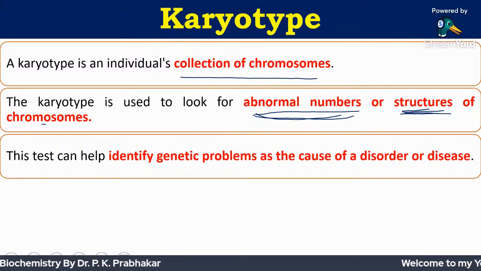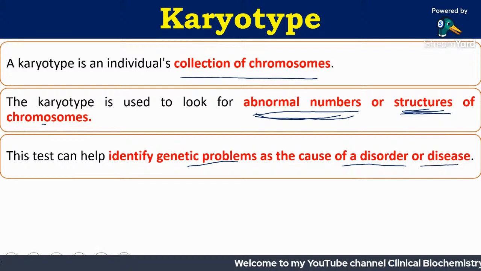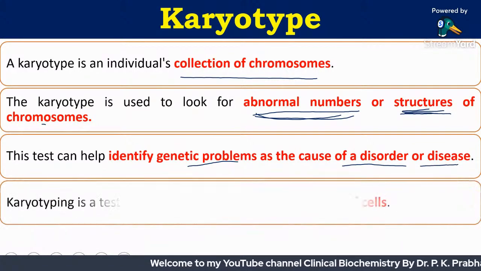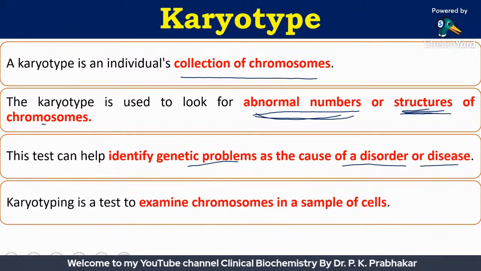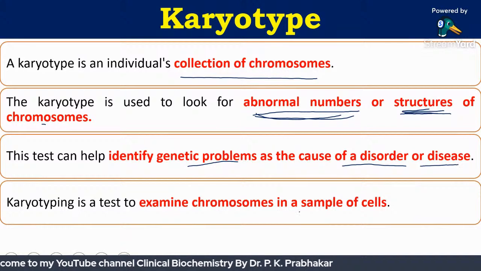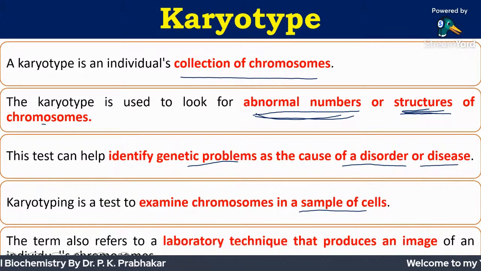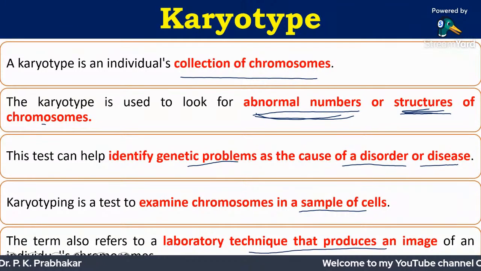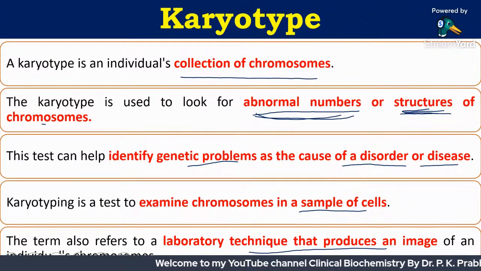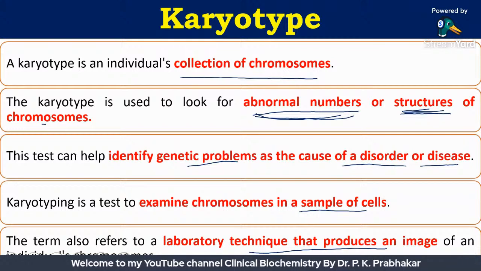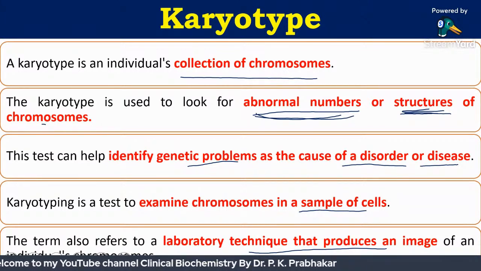This test can help us identify the genetic problem which causes a specific disorder or disease. Karyotyping is a test for examining chromosomes in a sample of cells, and the term refers to the laboratory techniques that produce an image of an individual's chromosomes. To understand the process precisely, we first need to understand the chromosomes.